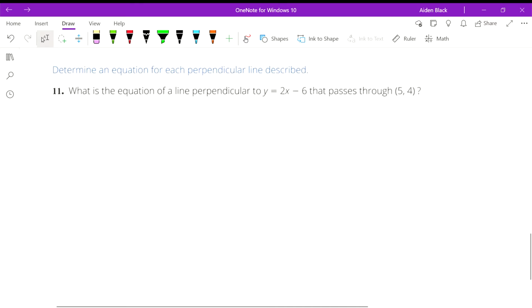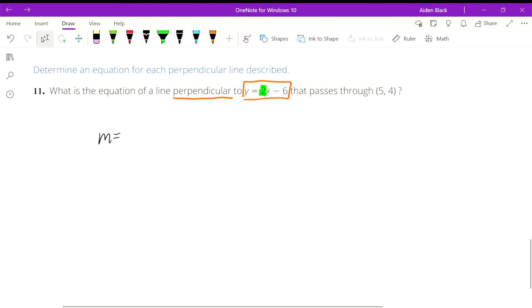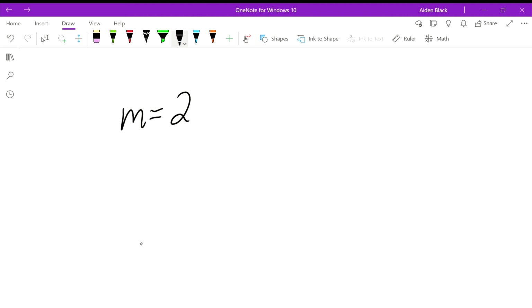What is the equation of the line perpendicular to this line? So when we see perpendicular, we're creating a line perpendicular to y equals 2x minus 6. So we got to look at the slope. It's the first thing we got to think about, because we know that the slope of the line that's perpendicular to the line with slope 2 is going to be, we flip it, right? We take the reciprocal, is another way to say it.